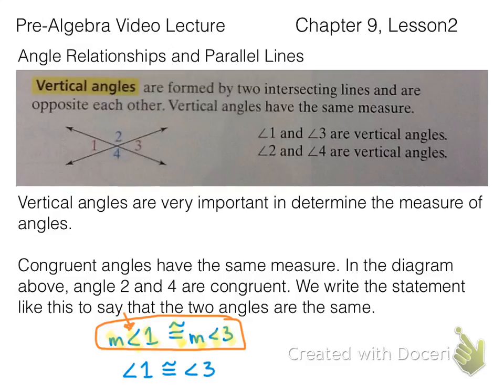And that's because they are vertical angles. They're across from each other. Anytime you have two lines intersect each other, you get two pairs of vertical angles. In this case, angle 1 and 3, and angle 2 and 4.